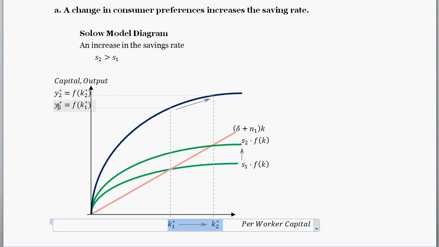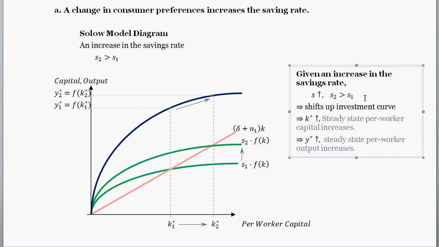Lastly, let's think about output per worker, the lowercase y or f of k. Per worker output is just a function of per worker capital. Given the bigger steady state level of per worker capital, per worker output is going to increase as well. At K star sub 1, we are at this level of output per worker. Jumping up to this higher level of capital per worker at the steady state, we're going to have this higher level of output per worker. So output per worker has increased. That's pretty much the answer.